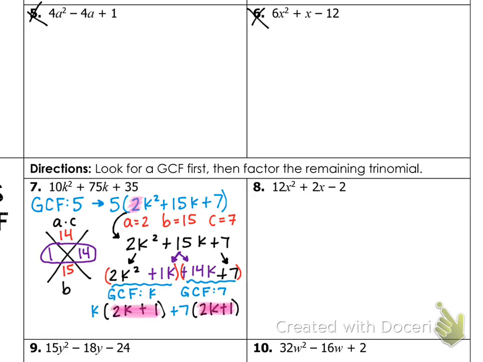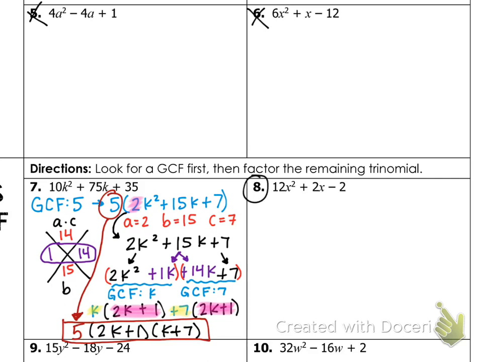Do the middle terms match? They do, so that's the first part of your answer. And then k plus 7, you're going to drop that down. Don't forget your 5 needs to come down at the very end because that was your GCF you took out at the beginning. You have to remember to add that into your final answer.